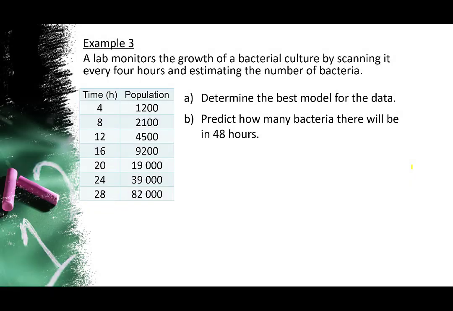And last example. A lab monitors the growth of a bacterial culture by scanning it every 4 hours and estimating the number of bacteria. Part A, determine the best model for the data, and Part B, predict how many bacteria there will be in 48 hours. So one more time, pause the video, copy this data into Desmos, and generate your scatter plot.